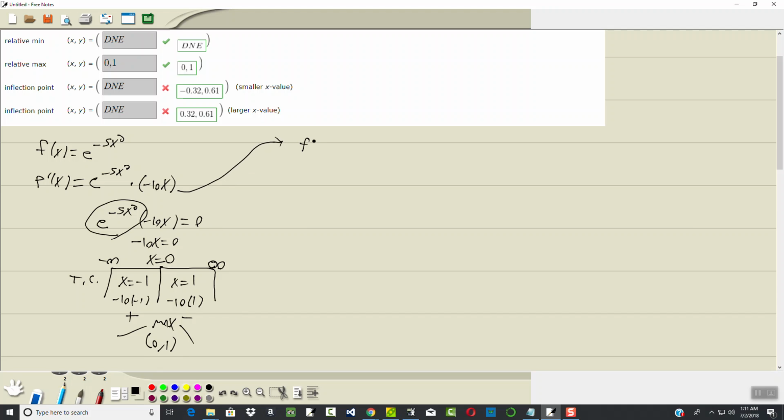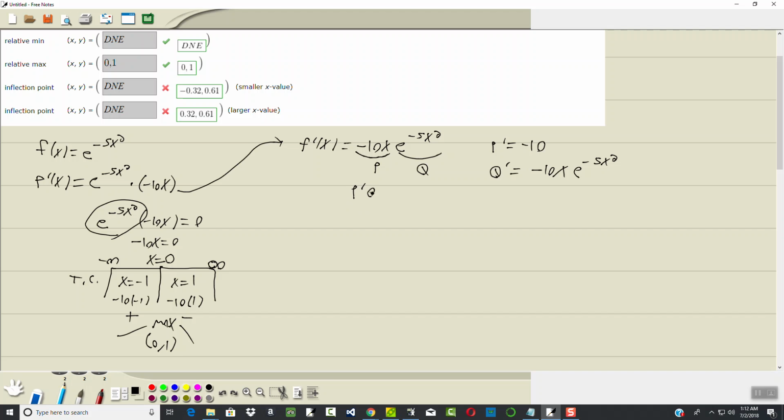Okay, now our derivative is negative 10x e to the negative 5x squared. To find our second derivative for inflection point, we're going to use the product rule. This will be p, this will be q. P prime, the derivative of that is negative 10. For q prime, we already found the derivative of e to the negative 5x squared over here. It's going to be negative 10x e to the negative 5x squared.